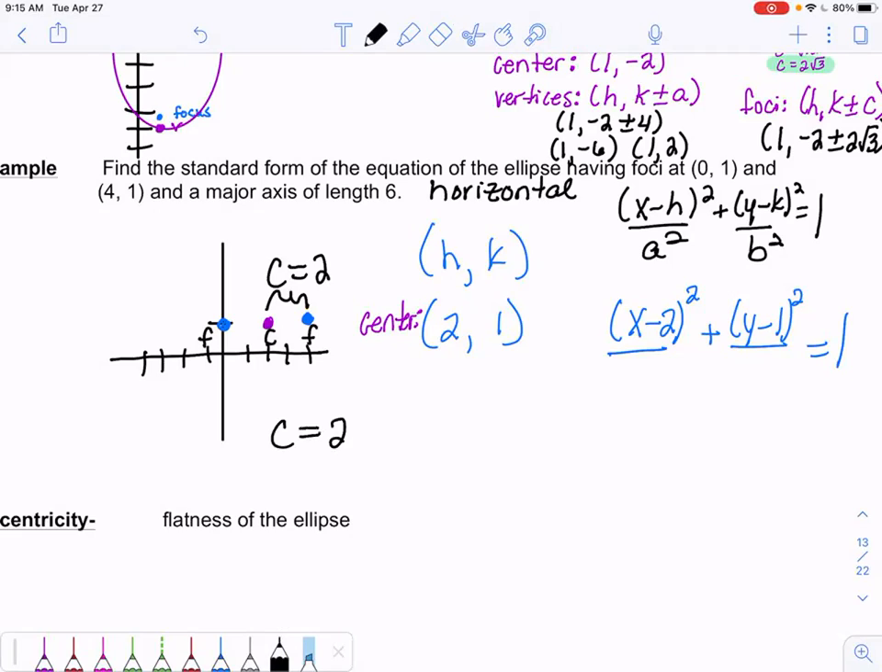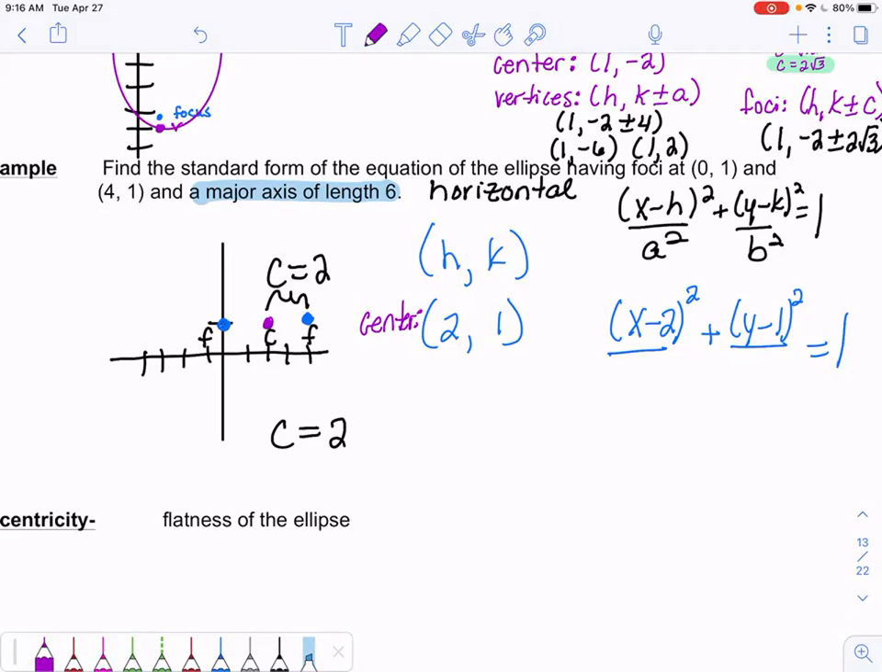What other information is given? Darby? The major axis has a length of 6. That's the entire width of the ellipse. So from vertex to vertex, the whole thing is 6. Darby, what does that help you find? Yeah, that helps you find the vertices.